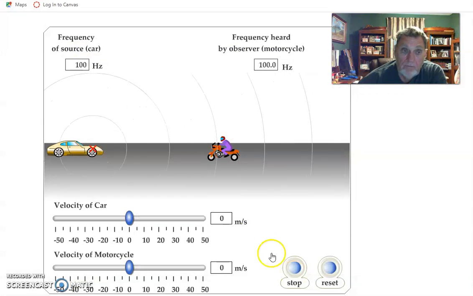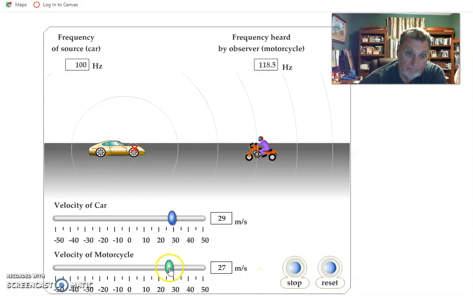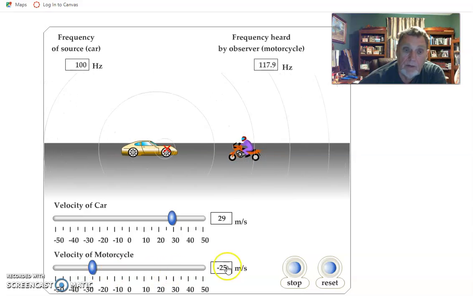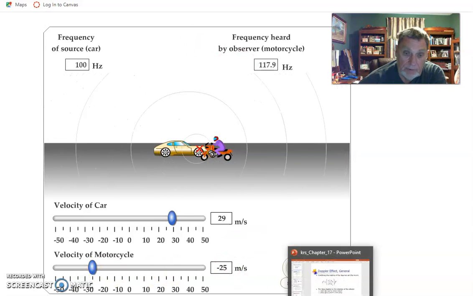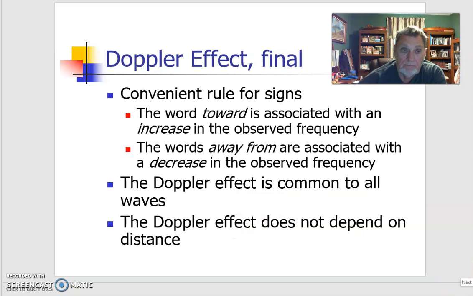And so, if we look here, let's reset, I can have one moving that way and he moving that way. And we have both effects going on. We can turn him around. And so that single equation will capture both of those effects. Where if it's toward, you use the upper sign. If it's away, you use the lower sign. Now let's look at an example. A little summary there.